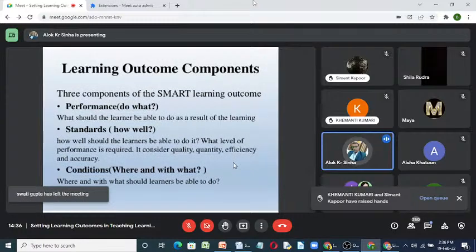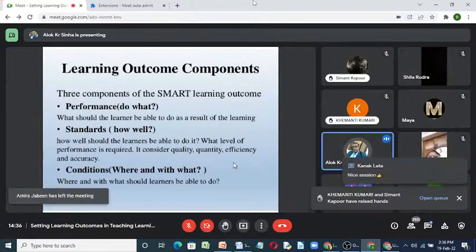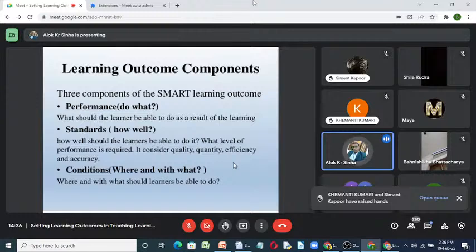So there are 3 components of SMART learning outcomes. First one is performance. What should the learner be able to do as a result of learning? Performance is the key component of SMART learning outcomes. Standards: how well should the learner be able to do it? What level of performance is required? It considers quality, quantity, efficiency, and accuracy. All these constitute standardized SMART learning outcomes.